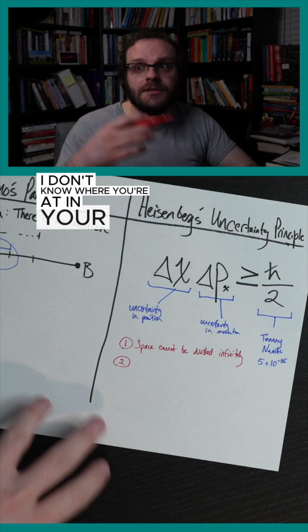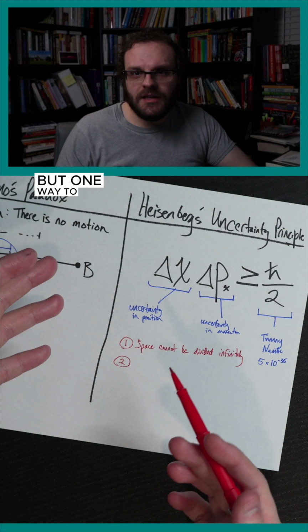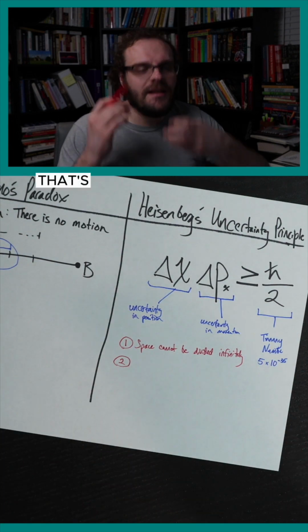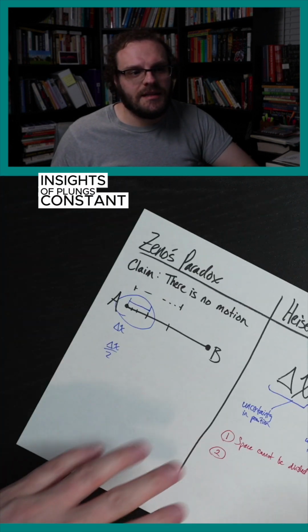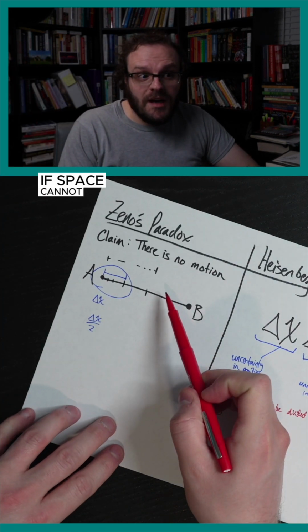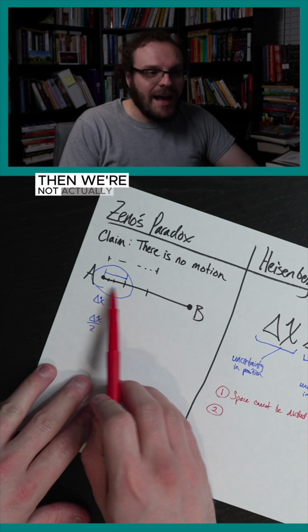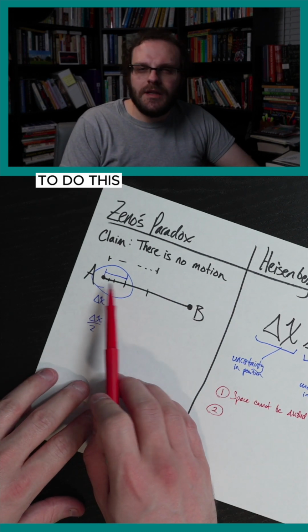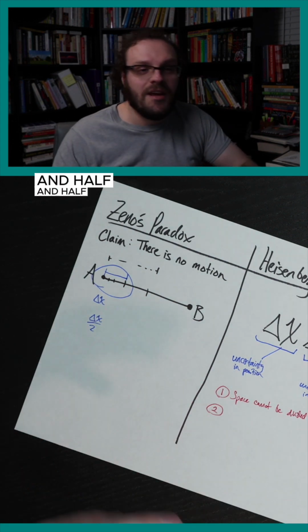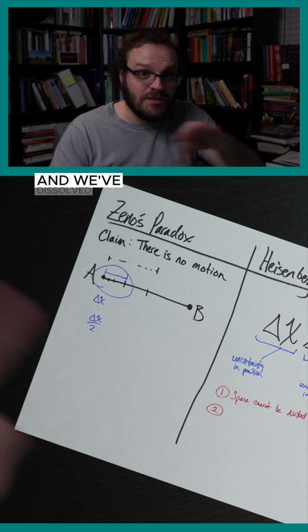I don't know where you're at in your science journey, but one way to understand this is that space cannot be infinitely divided. That's one of the insights of Planck's constant, the Planck length you might have heard in other contexts. If space cannot be infinitely divided, then we're not actually able to do this reasoning. We're not able to cut half and half and half and half. It's just not possible, and we've dissolved the paradox.